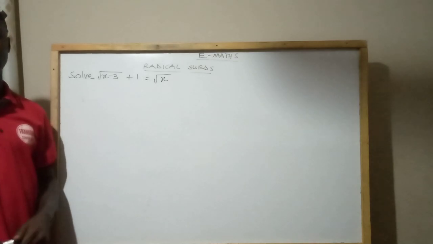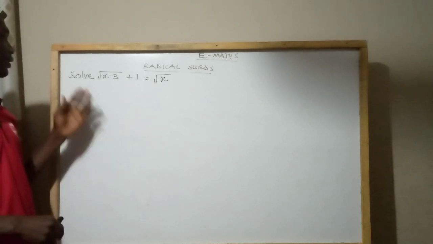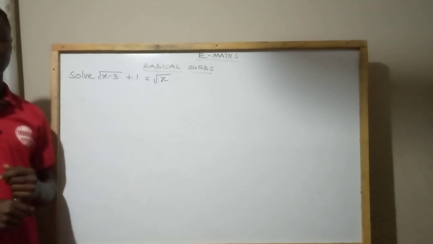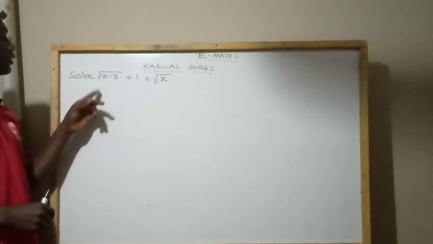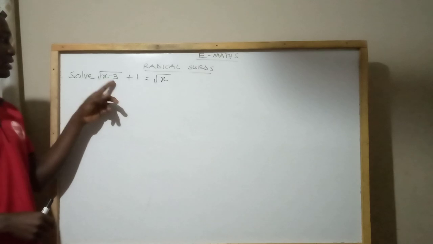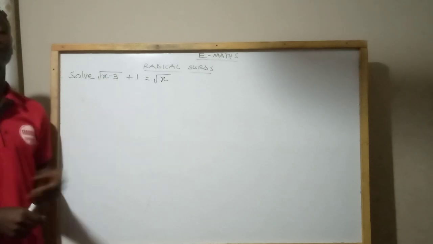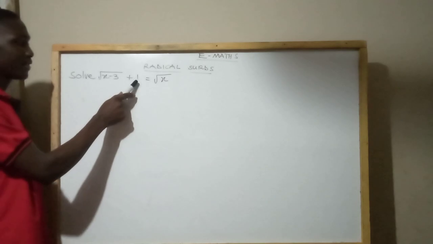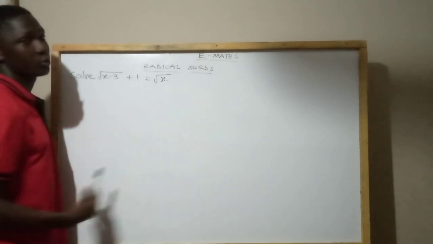Everyone, today we are solving this question. It's an elective math question, radical set. So you have: solve the square root of x minus 3, plus 1, is equal to the square root of x. So here, our first step, you have to send this 1 to the right hand side of the equation.